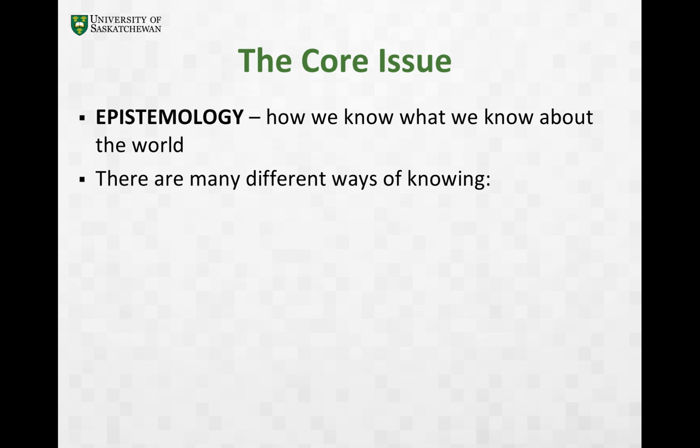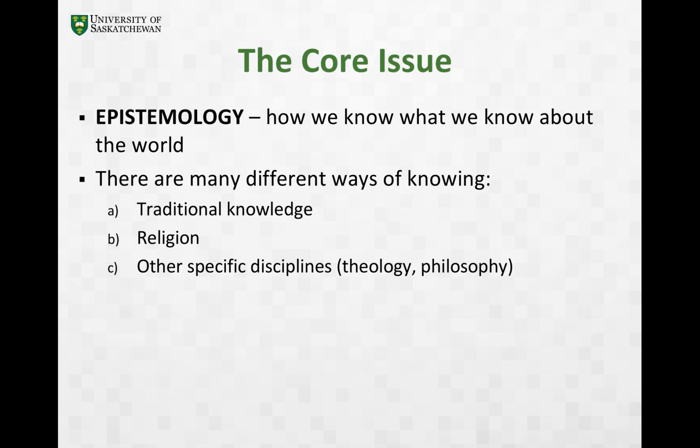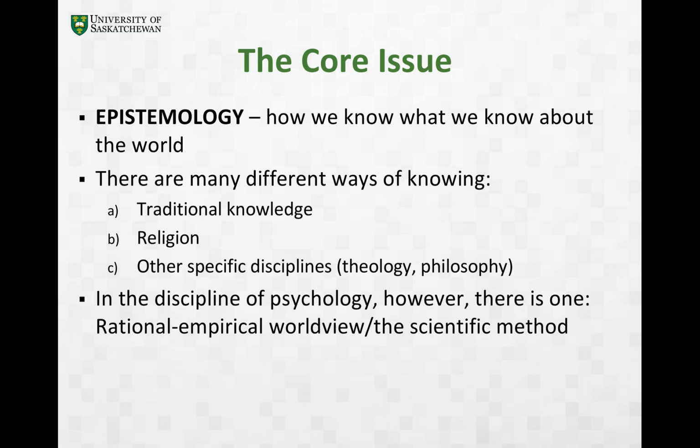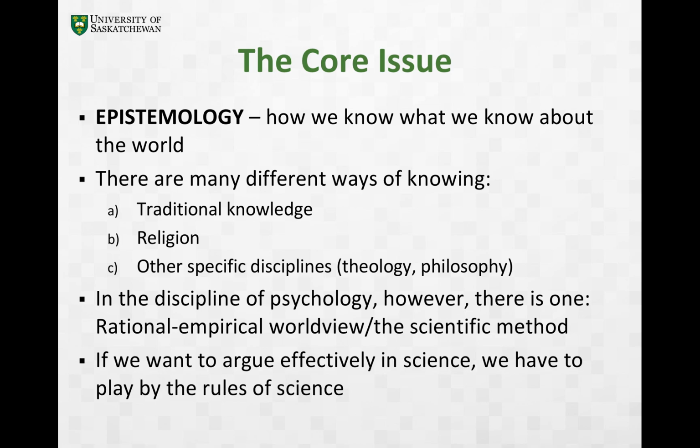Now, there are many different ways of knowing, right? We can have traditional knowledge, we can have religion, we can have other specific disciplines. However, when we're talking about psychology and science in general, there is only one worldview, and that's what we call the rational empirical worldview or the scientific method. And if we want to argue effectively in science, we have to play by the rules of science. And so unless we become aware of things like logical fallacies and the impact that they have in terms of how we come to the conclusions that we come to and how we make a good argument, we really fall short on understanding and appreciating the rules of science.